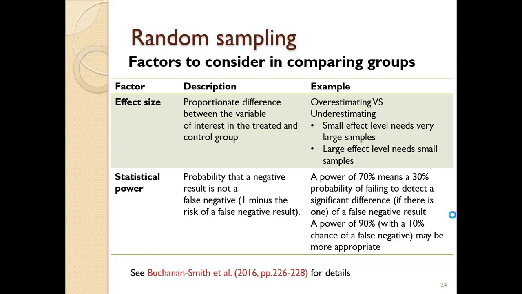Then you have also statistical power. So, for instance, the probability that a negative result is not a false negative. So, okay, 1 minus the risk of false negative results. In this case, a power of 70% means that there is a 30% probability of failing to detect a significant difference if there is one, that is, of a false negative result. Okay, so the higher the statistical power, the more advantage that you have.